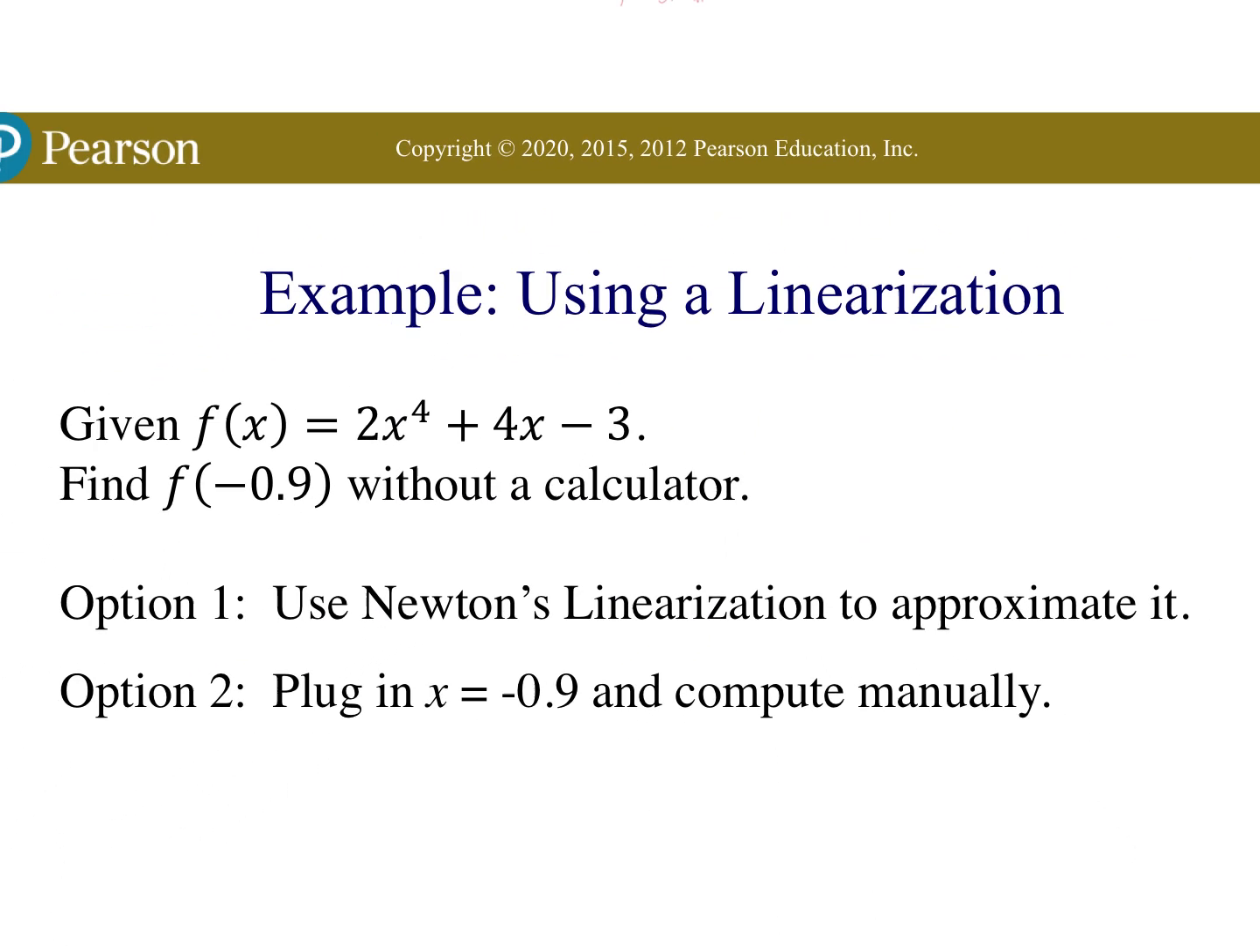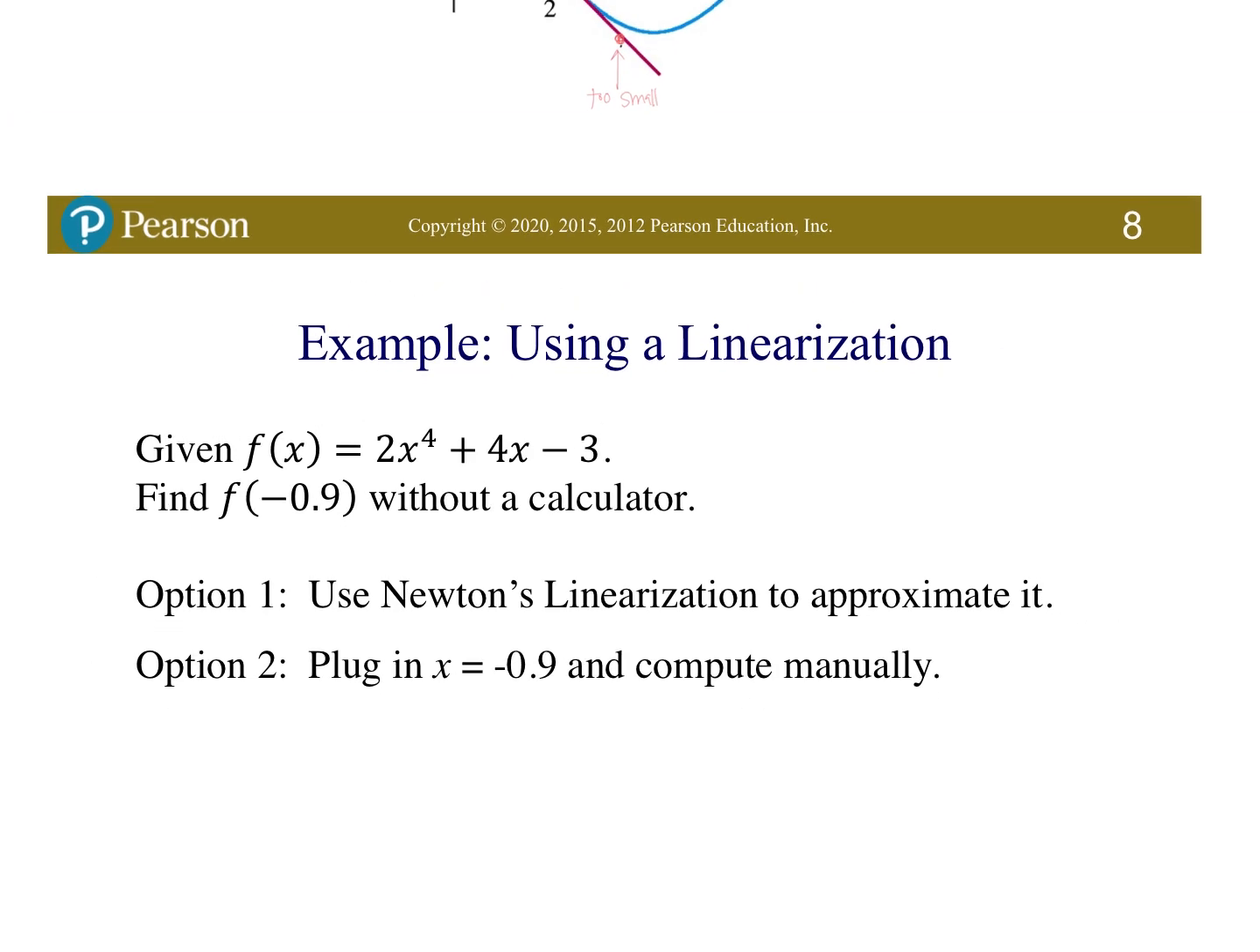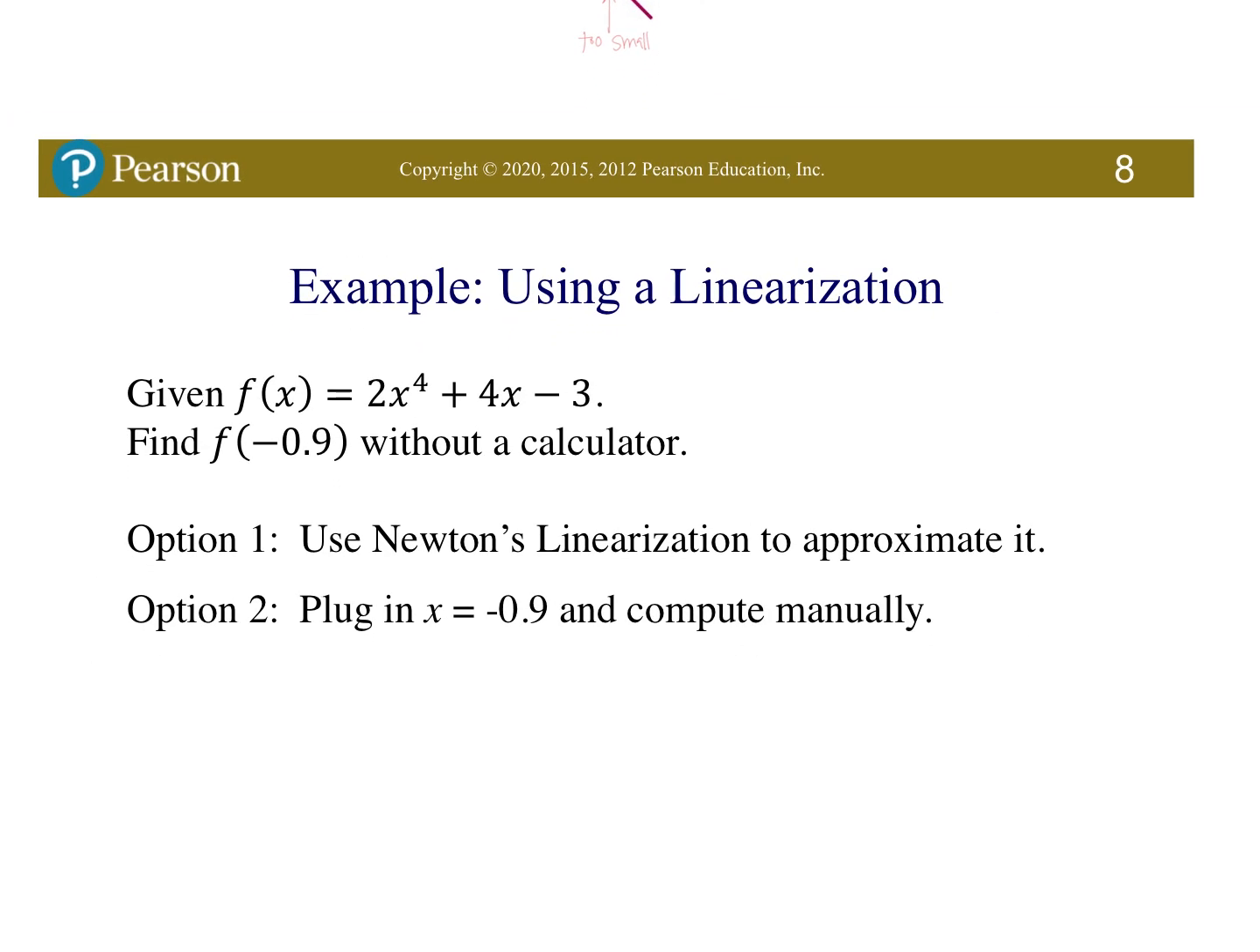All right, so let's actually do it. All right, here we go. We are going to compare what Newton did and what our calculators can do. So you have a quartic function to work with, 2x to the fourth plus 4x minus 3. Figure out the value of f of negative 0.9 without a calculator. Let's start with option 2. F of negative 0.9 means doing 2 times negative 0.9 to the fourth plus 4 times negative 0.9 minus 3. It's not impossible, but it's laborious.